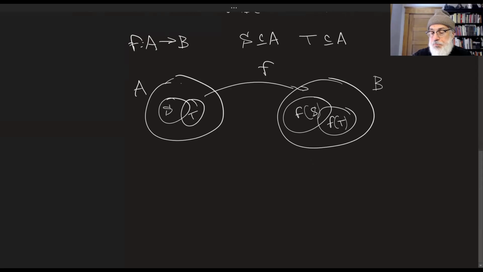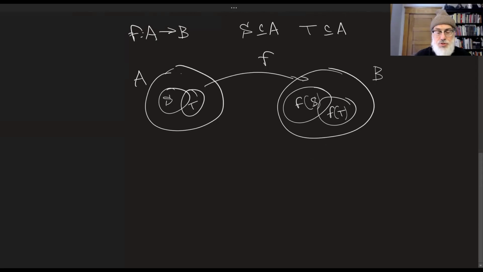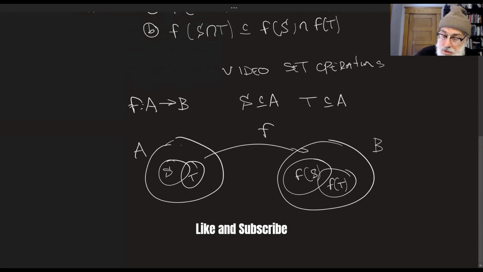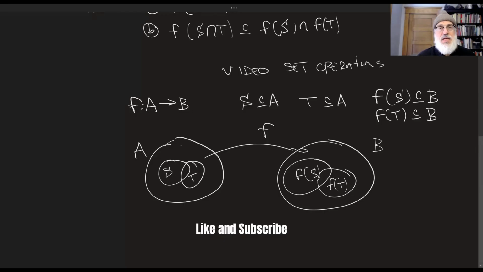So we could look maybe at an example where this is true at the end, but my diagram's just for illustration. It's not every case. It's not every case of S and T is going to intersect. So let's add that up here. Note that f of S is a subset of B, and f of T is a subset of B. So that's the situation we have here.